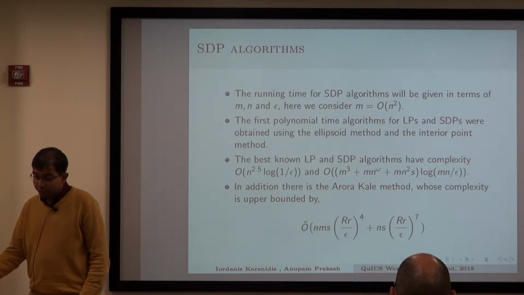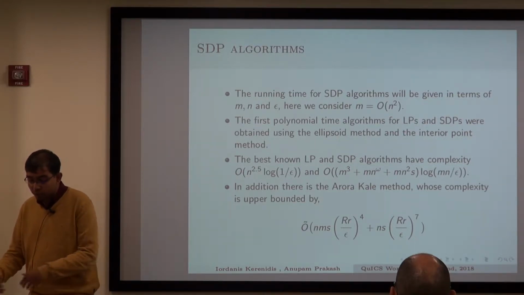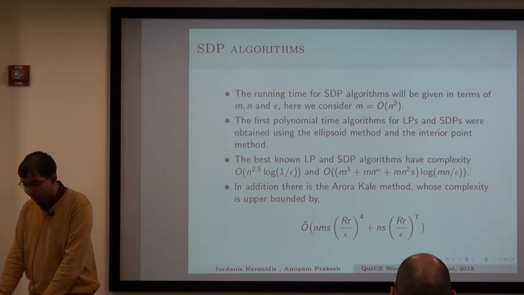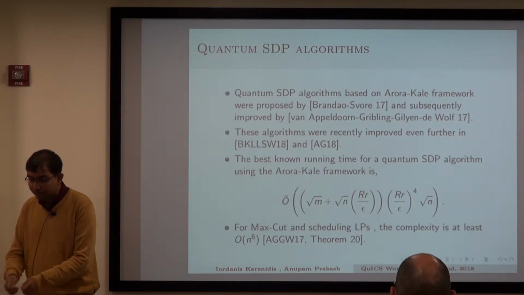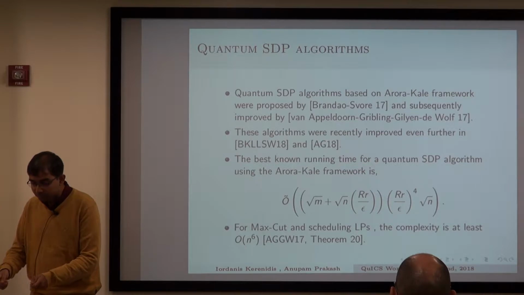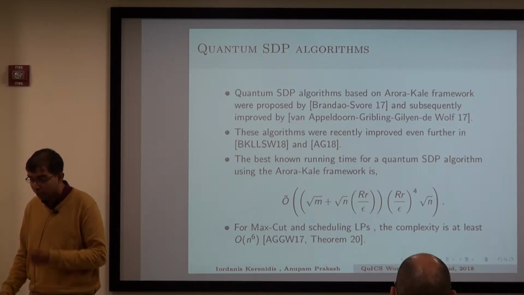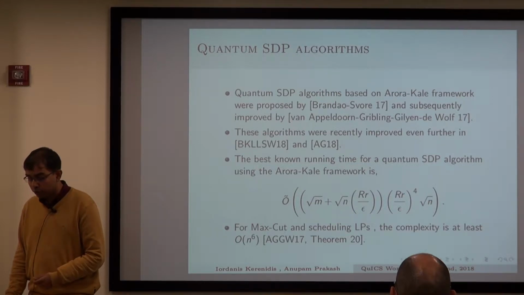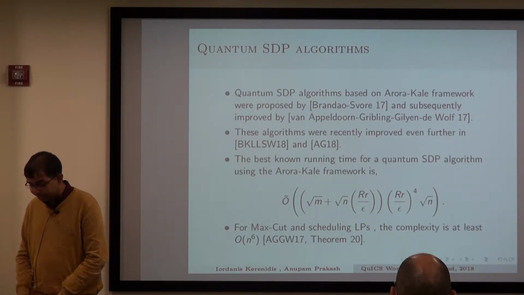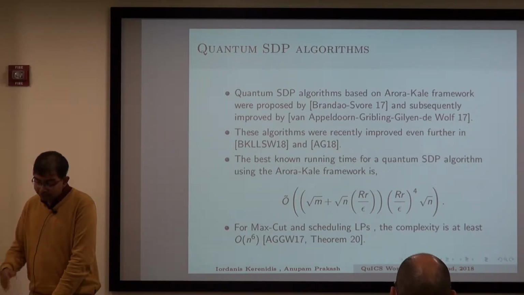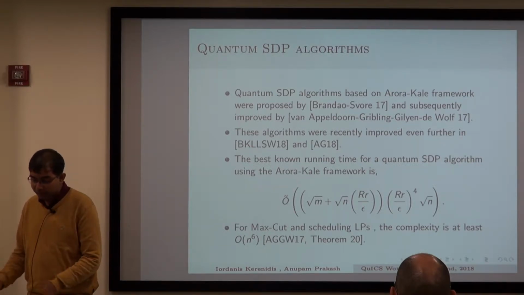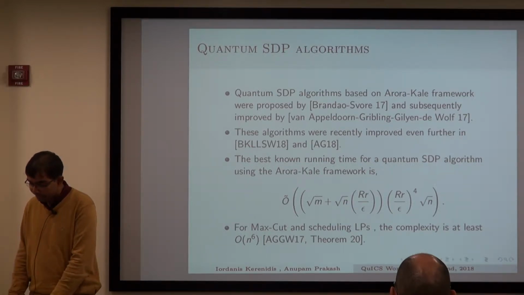The Arora-Kale method is also interesting because we have had quantum SDP solvers based on it. So let's summarize the quantum SDP solvers which are based on the Arora-Kale framework. They were first proposed by Brandao and Svore, and then improved by Van Apeldoorn, Gilyen, Gribling, and de Wolf. And we saw them in the morning. And recently these algorithms have been improved even further. The running time has been decoupled and improved greatly.